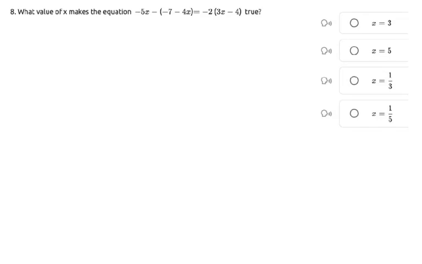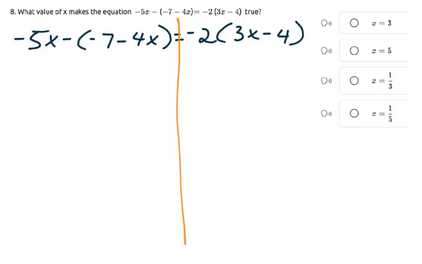Question 8, what value of x makes the equation, this long equation, true? I'm not going to read it all out to you, but this is one of the trickier ones. We have multiple choice still, so we'll look at that in a second. But go ahead and rewrite it.